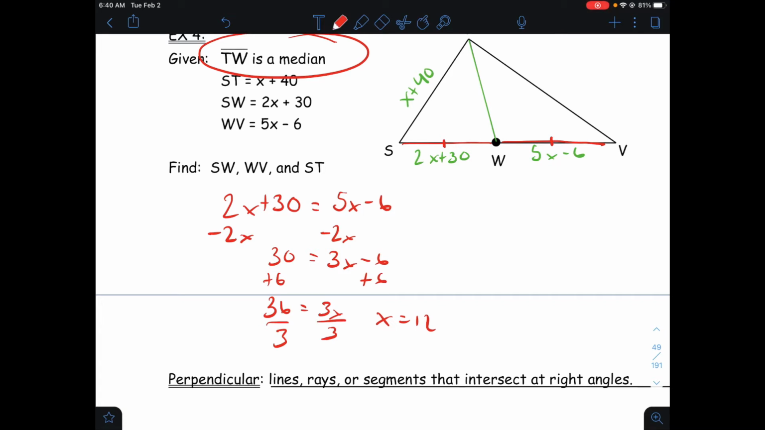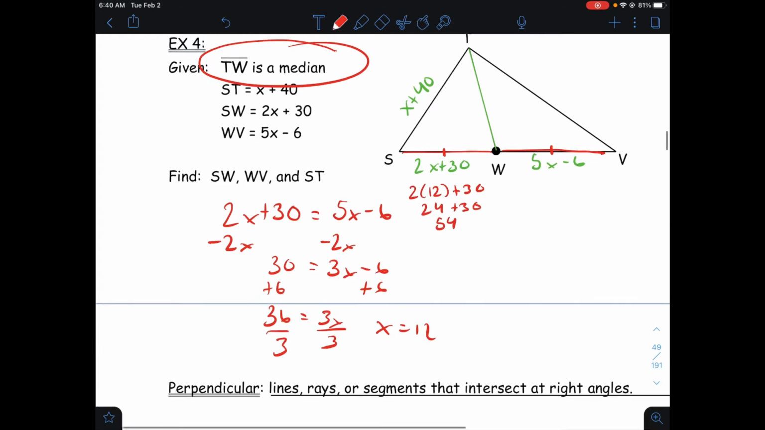To figure out what SW is, we're going to plug in 12. So we're going to do 2 times 12 plus 30. We get 24 plus 30, which is going to give us 54. So we could say that SW is equal to 54. Now, we could plug into WV, but we already know that SW is congruent to WV, so we don't even have to do that. We know that WV is going to equal 54 as well. You could plug it in to double check, but we won't even bother.